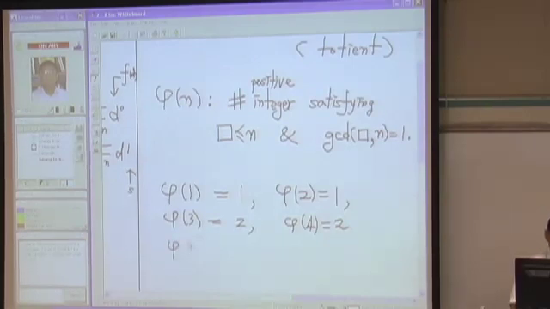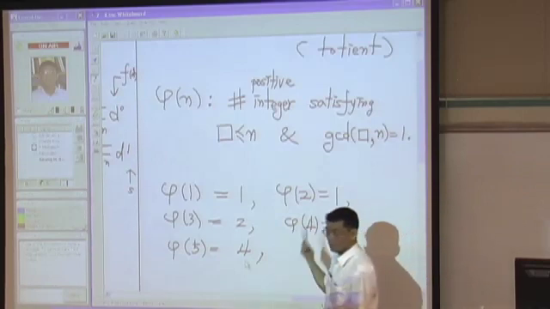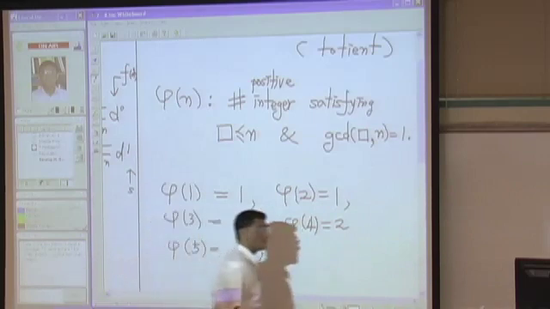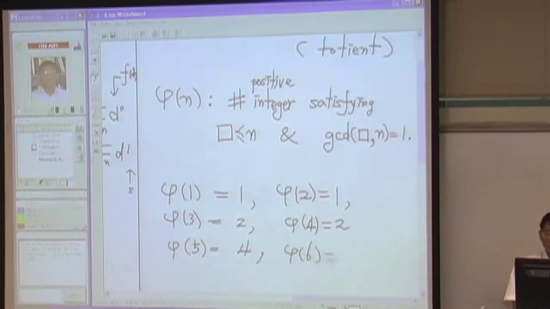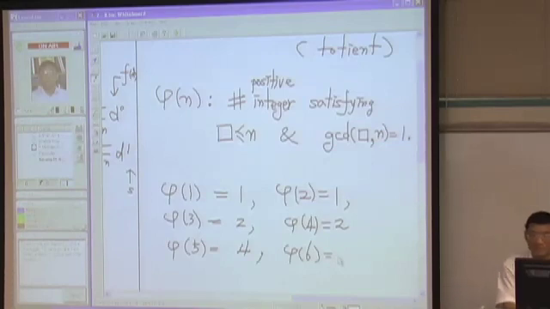If you don't follow me, stop me. Phi of 5. Total 4 numbers, right? 1 satisfies. 2, GCD is 1. 3, GCD is 1. 4, GCD is 1. 5, no. So total 4 numbers. Phi of 6. 1 satisfies, 2 cannot, 3 cannot, 4 cannot, 5 satisfies. So total 2 numbers. 6 cannot, so 2.